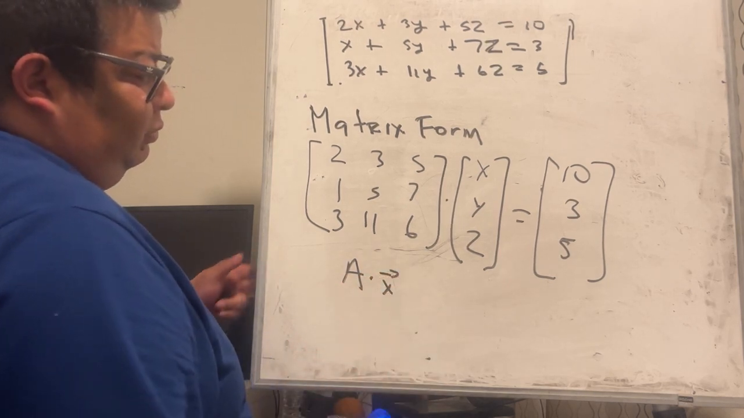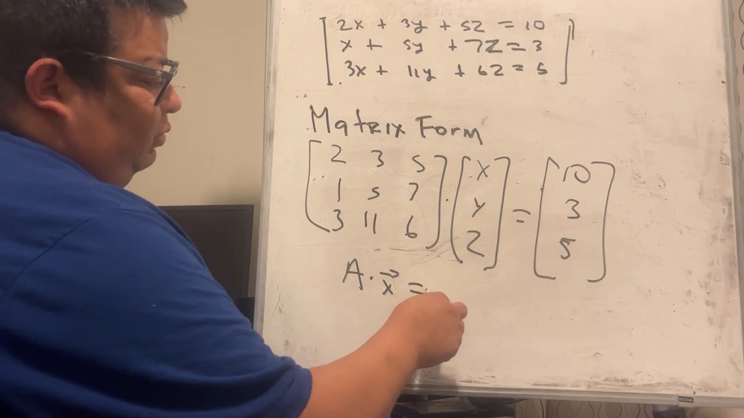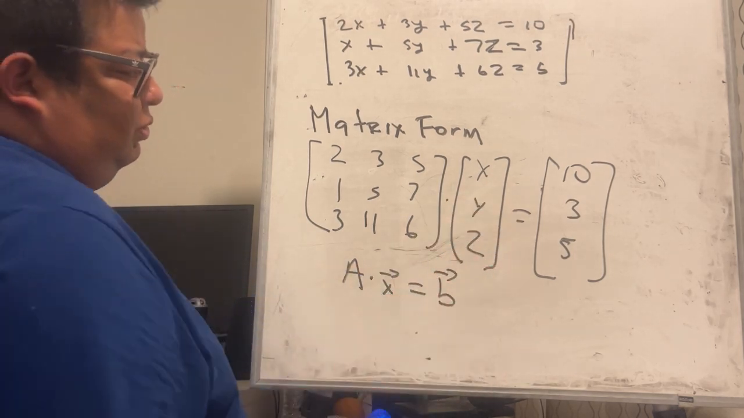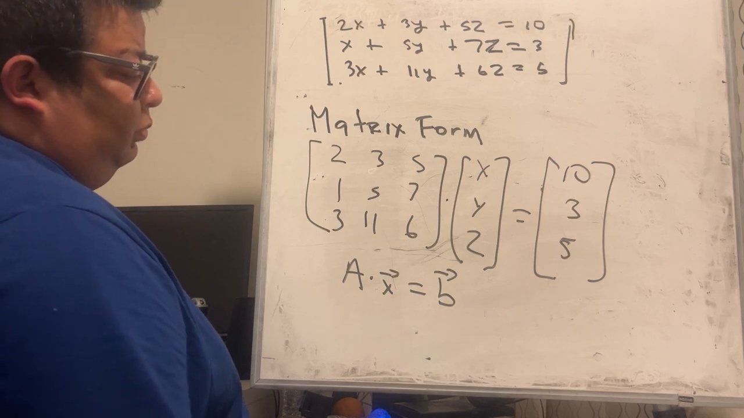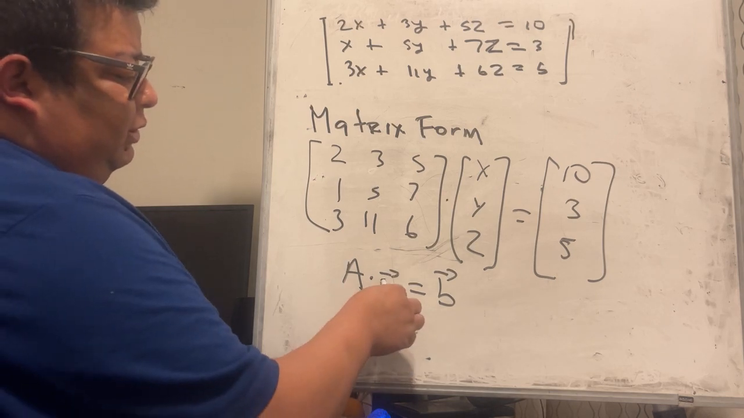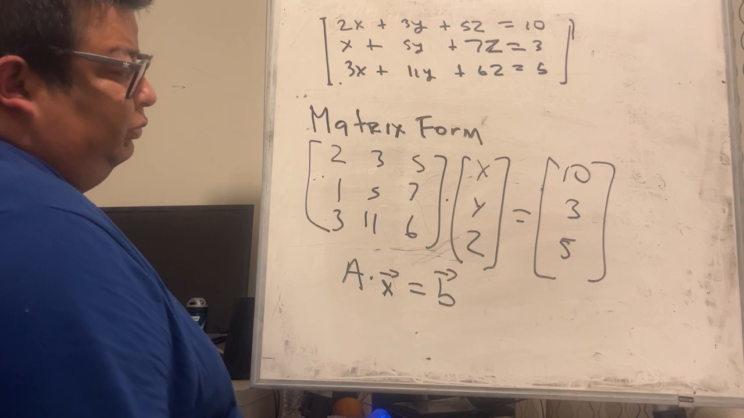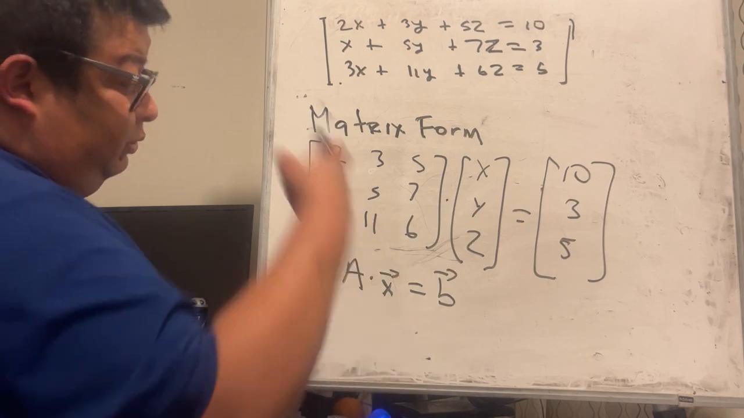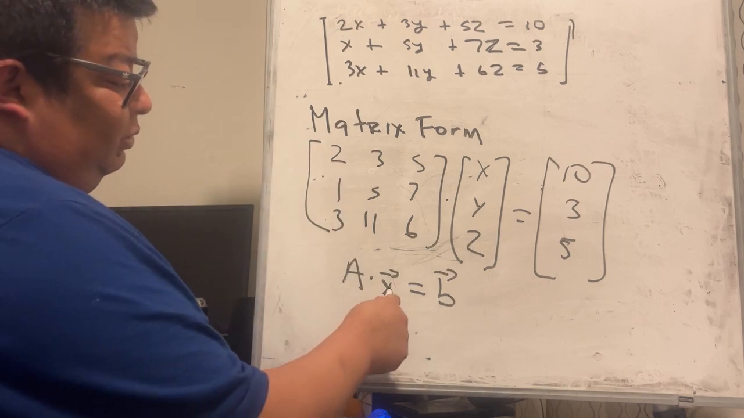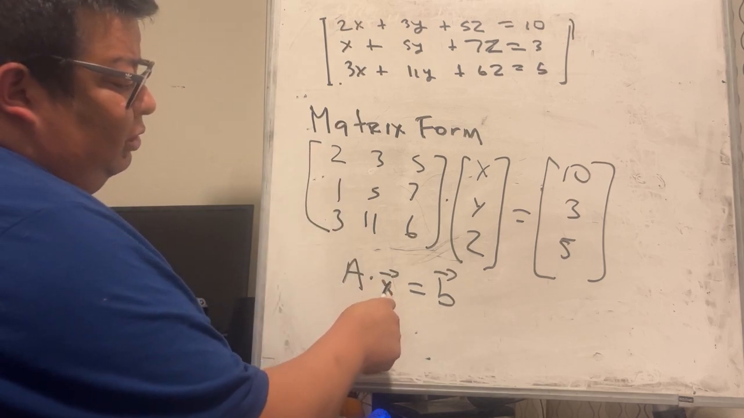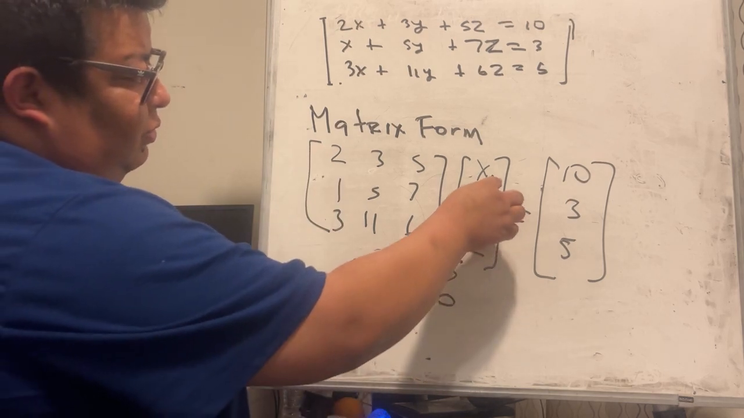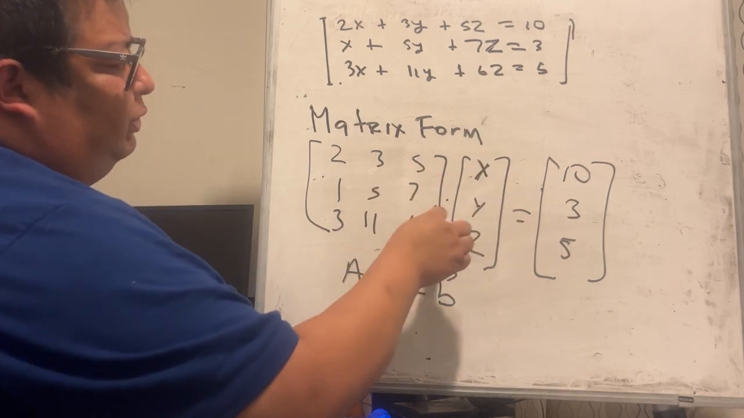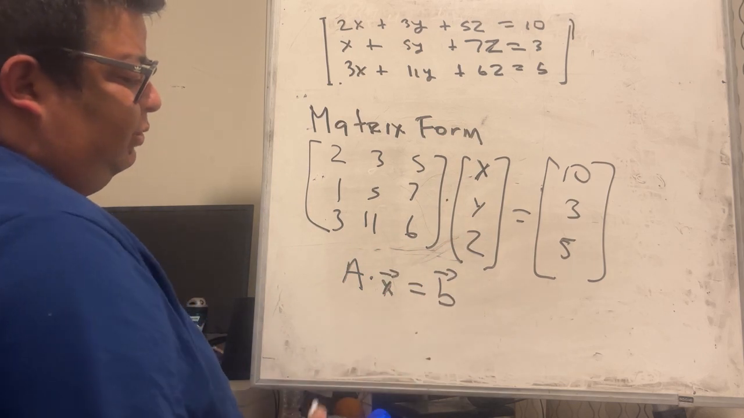A times x vector equals b vector. But here we have x, y, and z, so we can call this the variable vector, your x vector. But remember, here in each x, you can call them, they are redefined. In this example, they are redefined as x, y, and z.